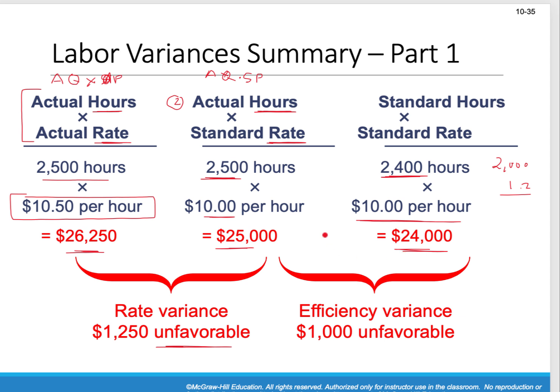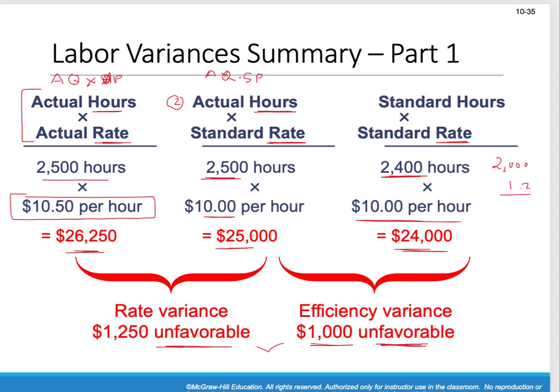Notice we're holding the standard rate equal so that way we can judge the production manager's performance, because the only thing that's different are the hours that were used, okay? So we see that we're basically inefficient, right? We actually used more than we should have, so the efficiency variance is $1,000 unfavorable, okay? If we compare these two, we could say that the spending variance is $2,250 unfavorable, okay?